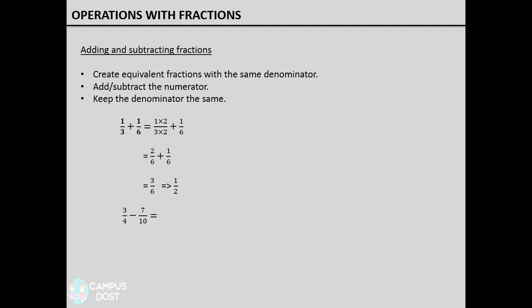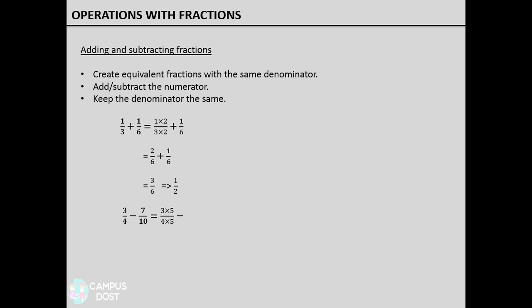Okay. Let's try another one. To subtract these two fractions, we must first rewrite them so that they have a common denominator. So, what is the smallest number that 4 and 10 will both divide into? In this case, the smallest number is 20. So, we will rewrite the fractions so that they both have a denominator of 20.